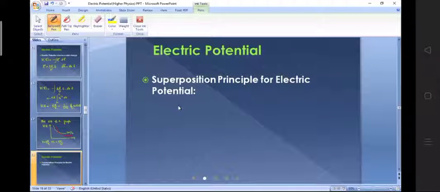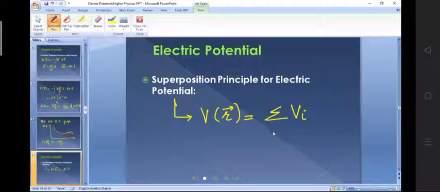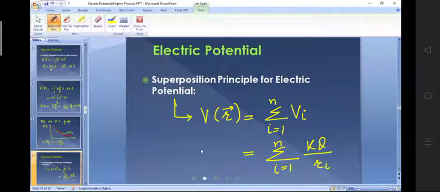Now the superposition principle for electrostatic potential, in one line I can simply write it like this: the potential at any point R, because of n point charges, will be simply equal to the summation of Vi, where i runs from 1 to n. Or I can write it like this as well. It is simply equal to the summation, i runs from 1 to n, of KQi divided by Ri, something like this. Okay, so this is the potential at any point R.